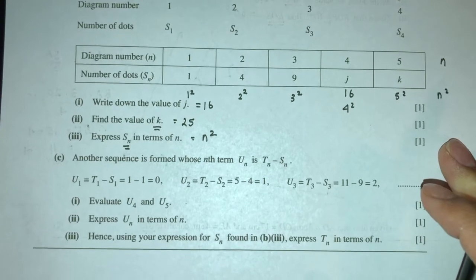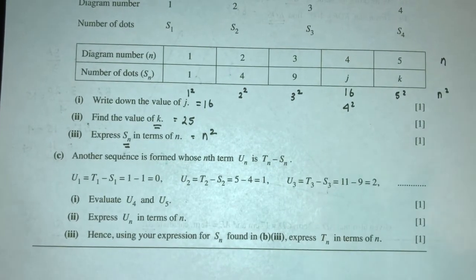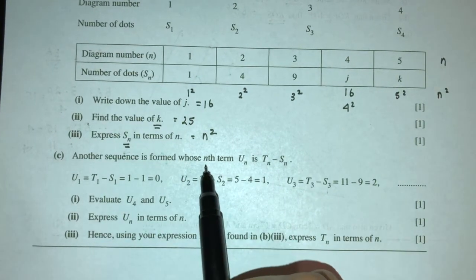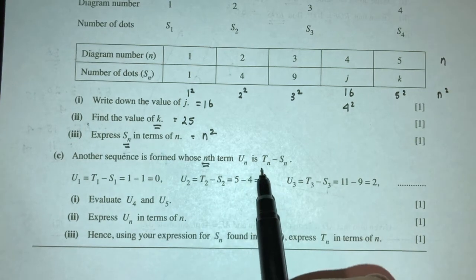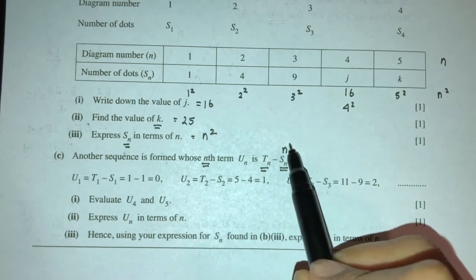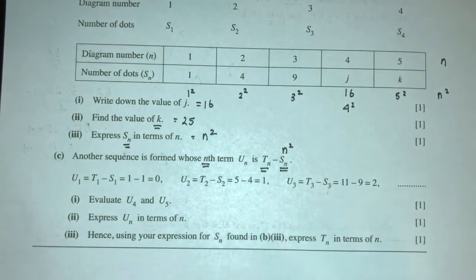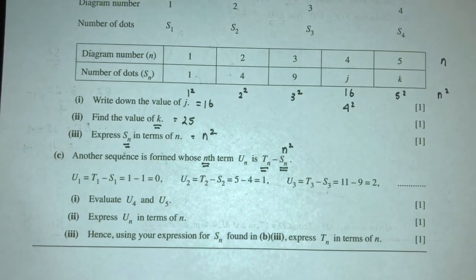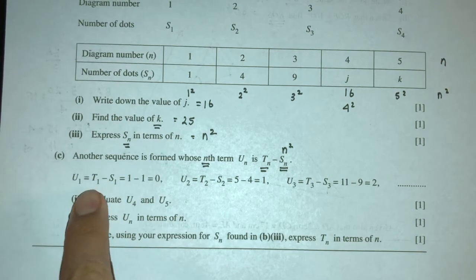Now for part C, another sequence is formed by a form whose nth term is given by Tn minus Sn. Sn you know is n squared already, right? Tn you don't know yet. It is from part 1. Now it says we have this.